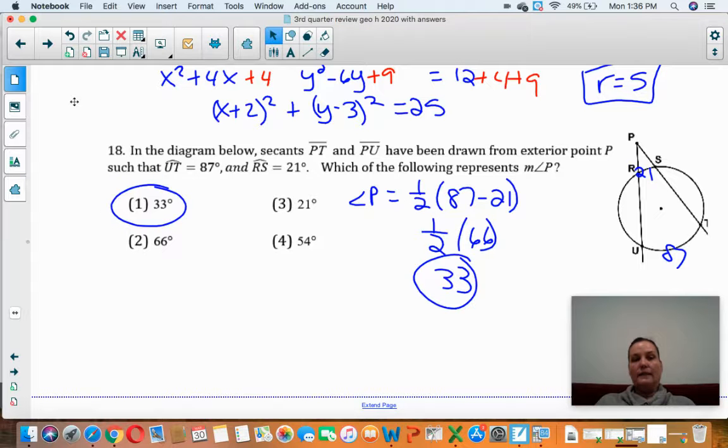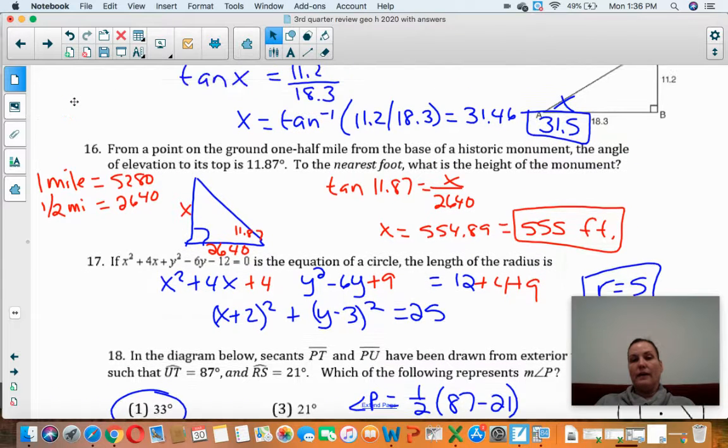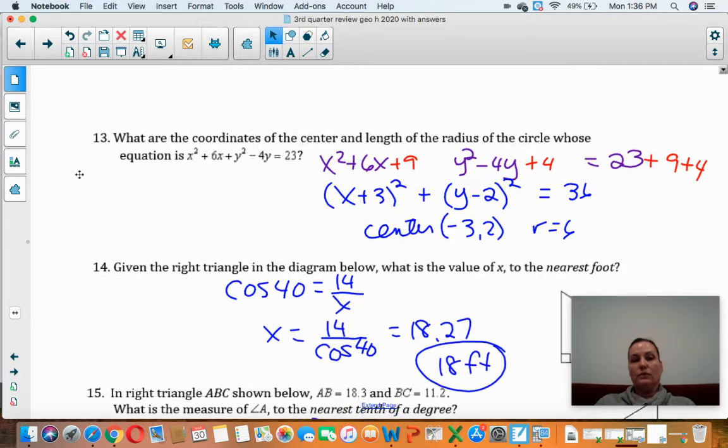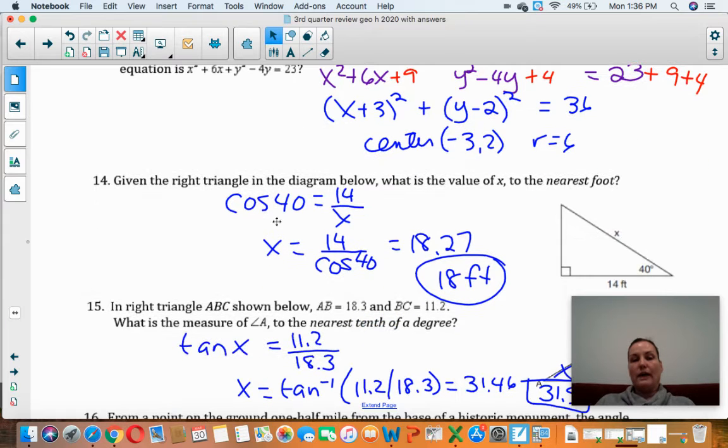Anytime you have a right triangle and you're missing either a side or an angle, if you're missing a side, first see if you can use the Pythagorean theorem if you're given the other sides. If not, you're going to use trig. So again, I'm using cosine because I have adjacent over hypotenuse.